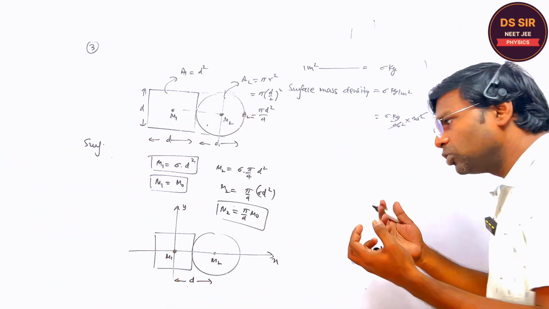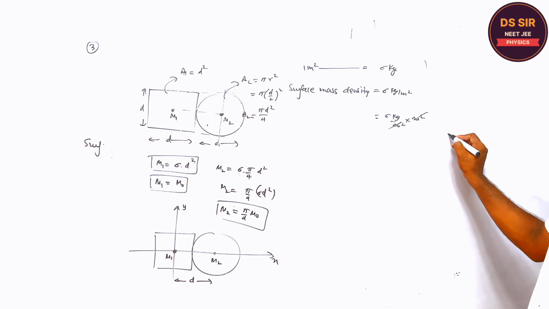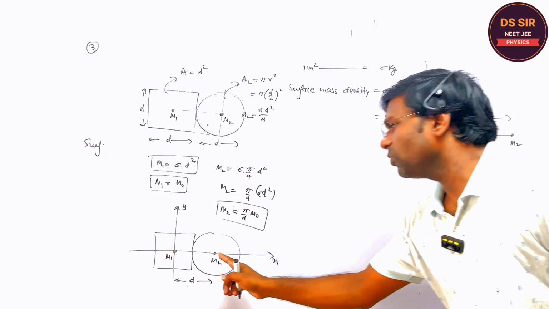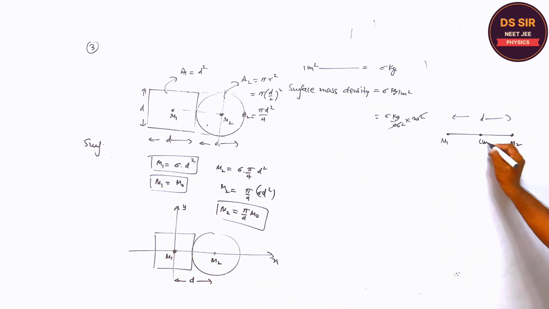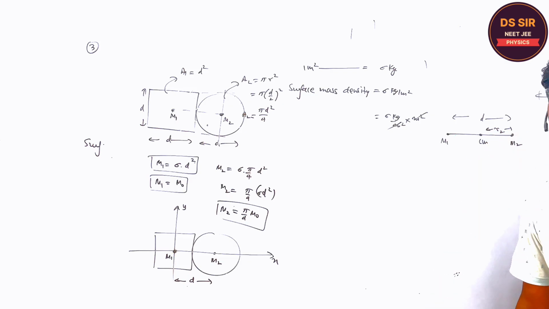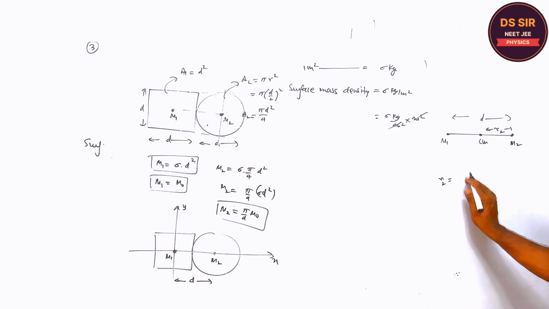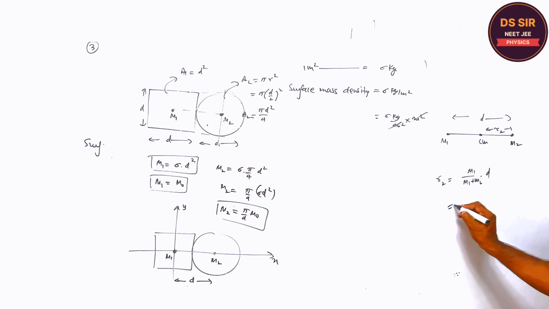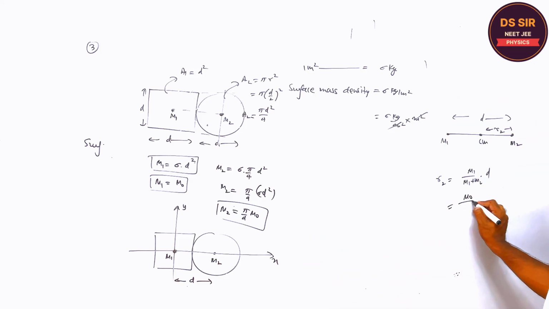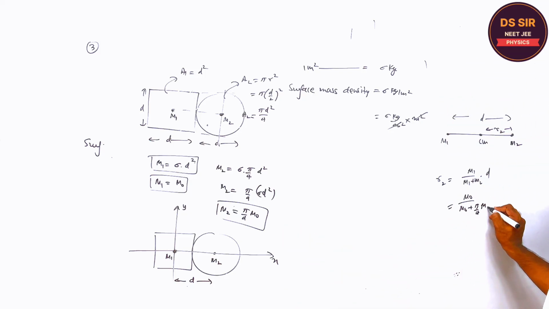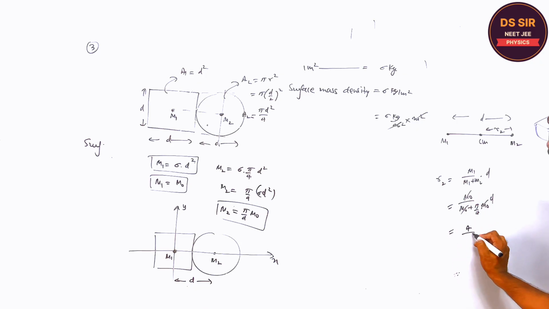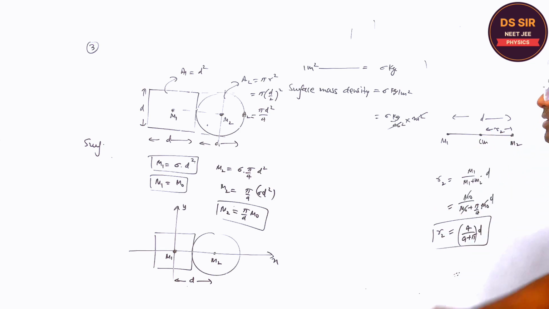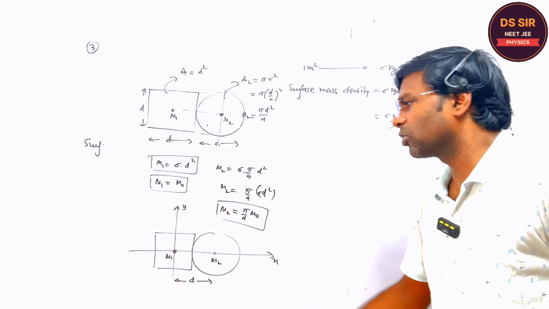Without using the formula, you can find the answer as I have given you. Suppose this is m1, this is m2, and the distance is d. If you want to find the position of the center of mass from m2, this is r2. So what will you write? r2 will be m1 upon m1 plus m2, into d. What is m1? m0 divided by m0 plus pi by 4 m0, into d. It will cancel out: 4 upon 4 plus pi, into d, will be the distance of m2 from the center of mass. And this is the only thing they are asking.